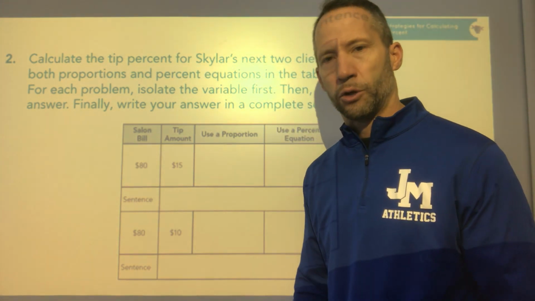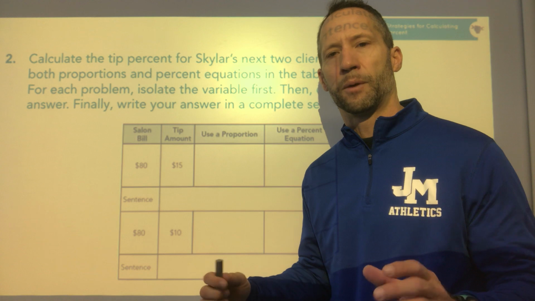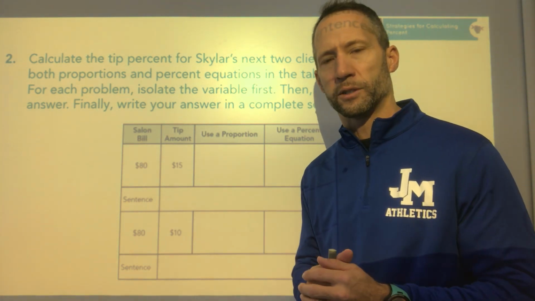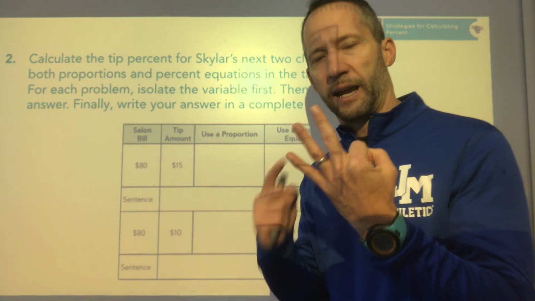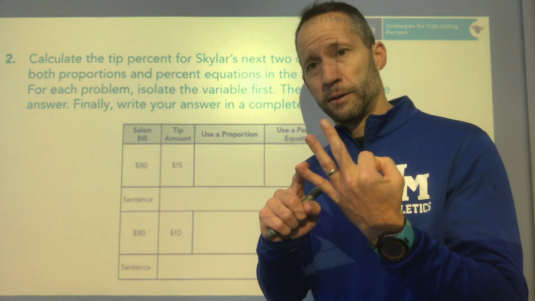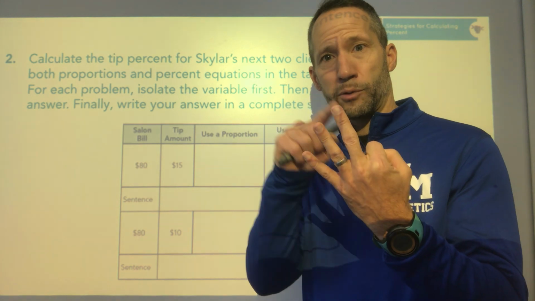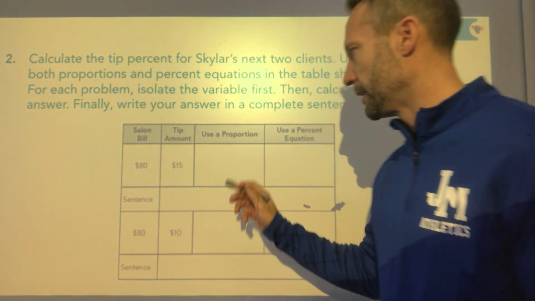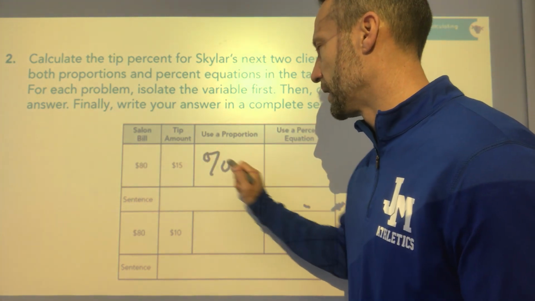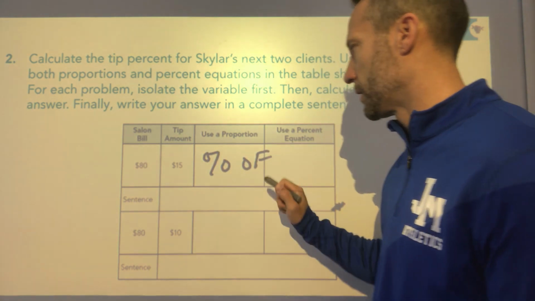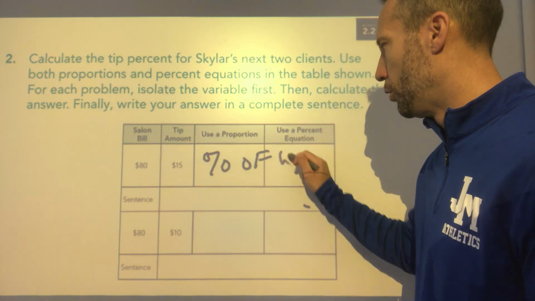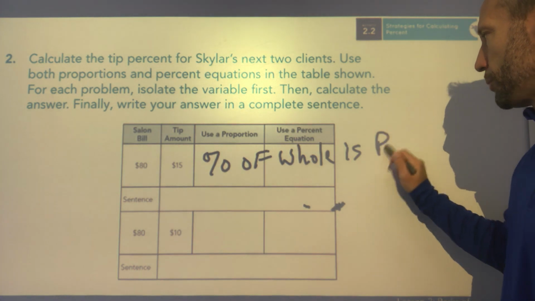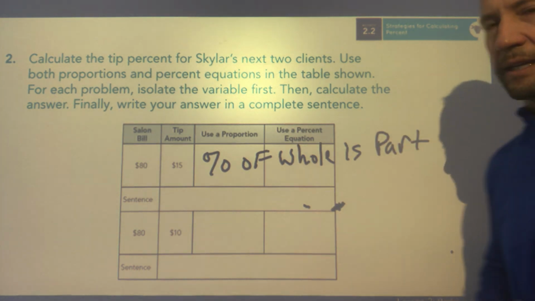At the beginning of the week, we came up with a template for writing these equations. If you remember last week in our proportions, we had 3 pieces in every proportion. We had our part, our whole, and our percent. Well, in this case, we're going to have that same thing. So our template looked like this. We had a percent of, and we're going to talk about that word of in a moment here, our whole is our part. And we're going to talk about this word is as well.